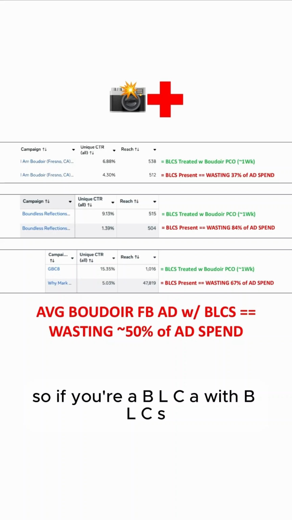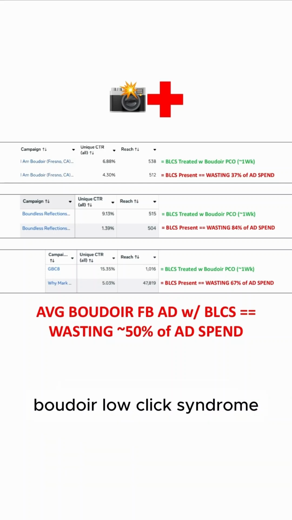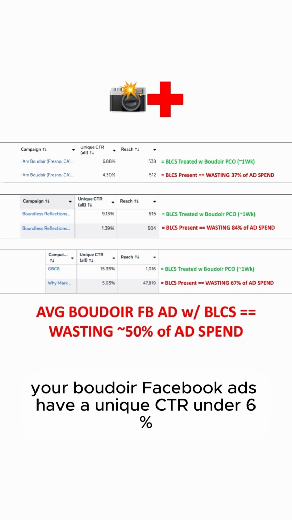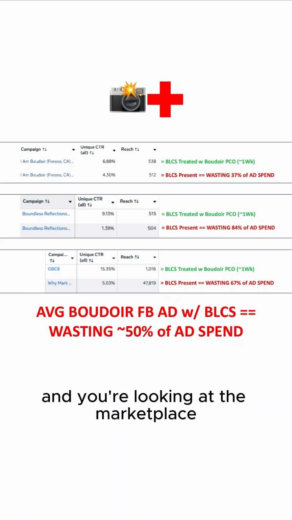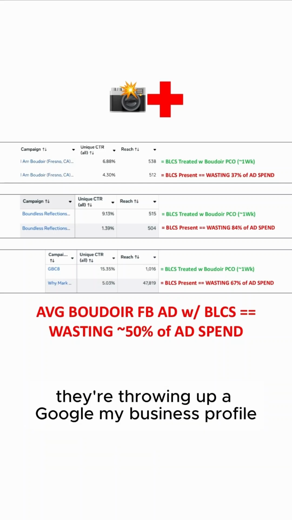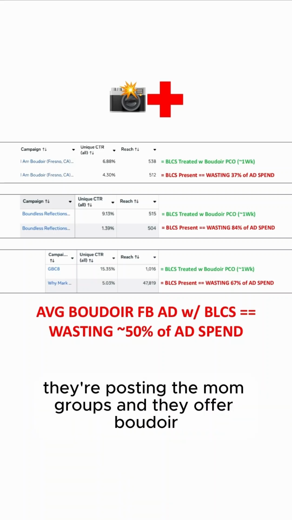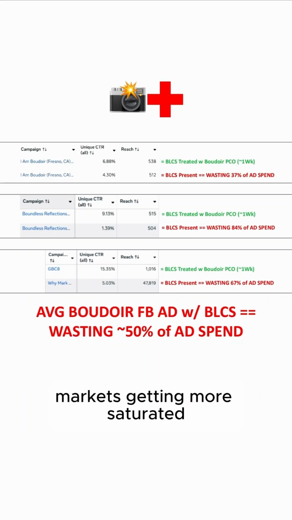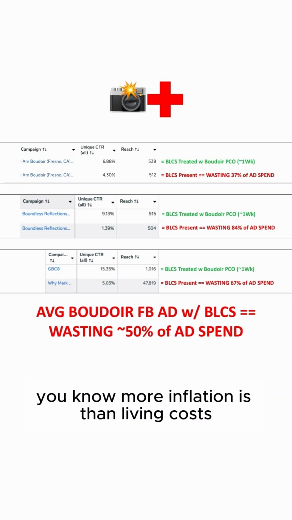So if you're a BLCA with BLCS, a Boudoir low click advertiser with Boudoir low click syndrome, your Boudoir Facebook ads have a unique CTRL under 6%, and you're spending more than 10 grand a month on Boudoir Facebook ads, and you're looking at the marketplace getting more and more saturated. Seems like anytime someone gets a new iPhone, they're throwing up a Google My Business profile saying they offer Boudoir, or anytime someone gets a new camera, they're posting in the mom groups that they offer boudoir. So the market's getting more saturated, more sellers for the same number of buyers, becoming more competitive. You've seen the saturation, you're also seeing more inflation and living costs.